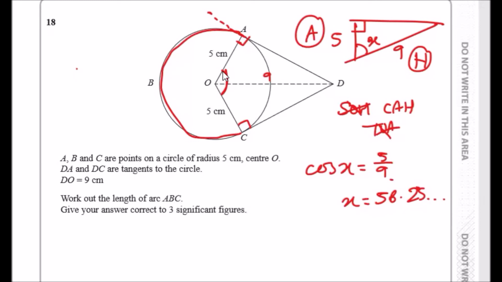So let's double our result. Times it by 2, and you should get, perfect, 112.5 degrees.